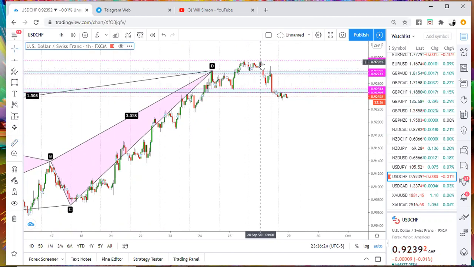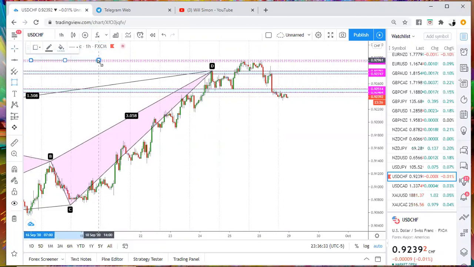But now what you can also do is realize that this created another ceiling. So you just keep drawing up your ceilings and your floors. Right? Nobody's going to get mad at you if you're learning how to trade and you keep drawing on your charts. Nobody's going to be mad at that.